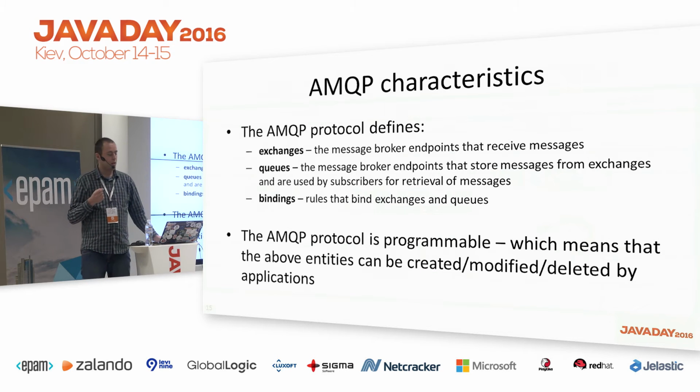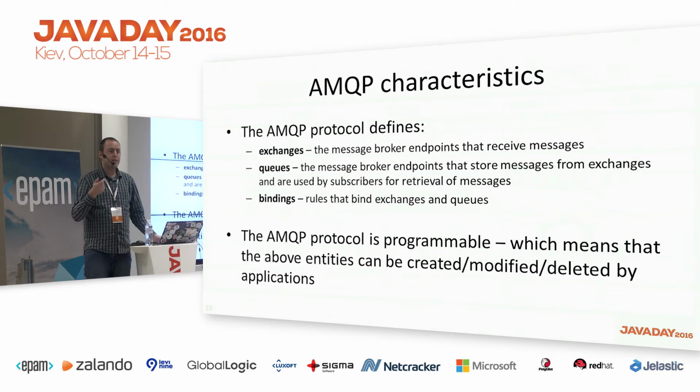And also the AMQP protocol defines 3 main types of elements. These are exchanges, which are the endpoints to which a message is being sent. You can think of an exchange as a logical endpoint. It's nothing more than a simple name that you use in order to send a message to the message broker.